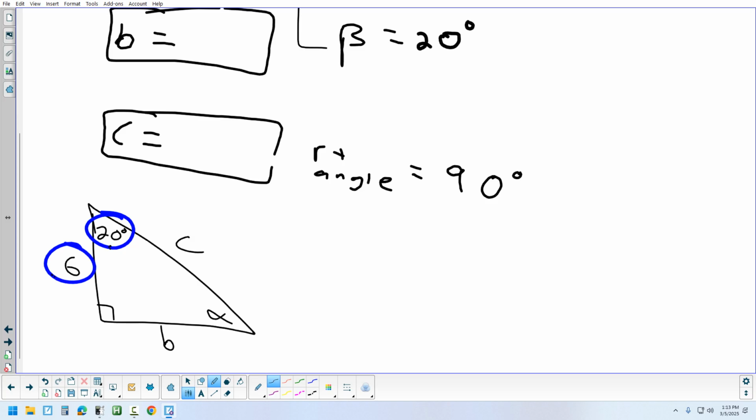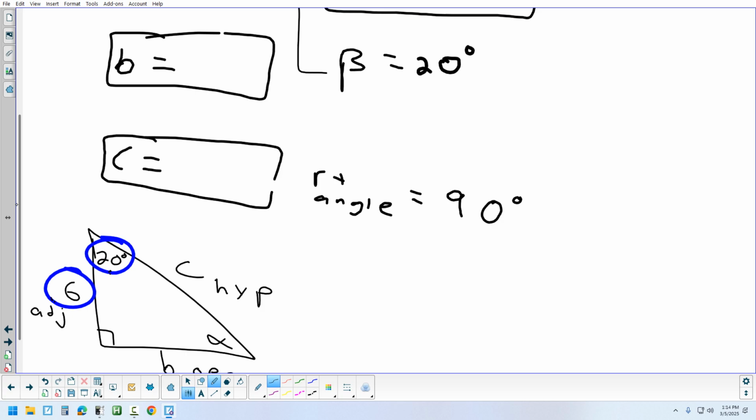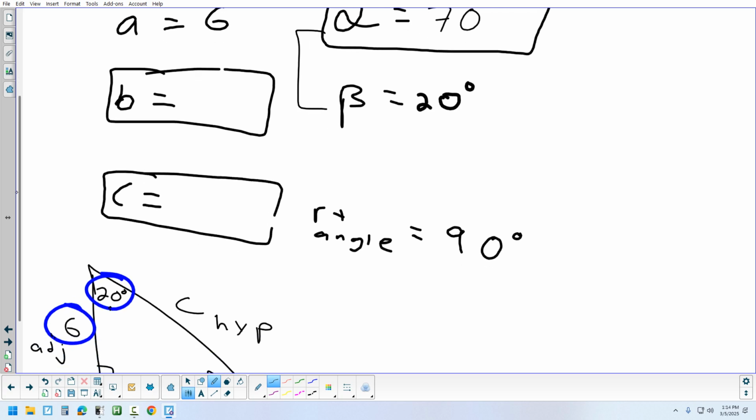What is the side that's 6 units long? What position? A. So A is like a name of a side. I need the position of the side. Adjacent. And what about the position of side B? Opposite. And the position of side C? Hypotenuse. Yep. Okay. So now our choice, B or C.